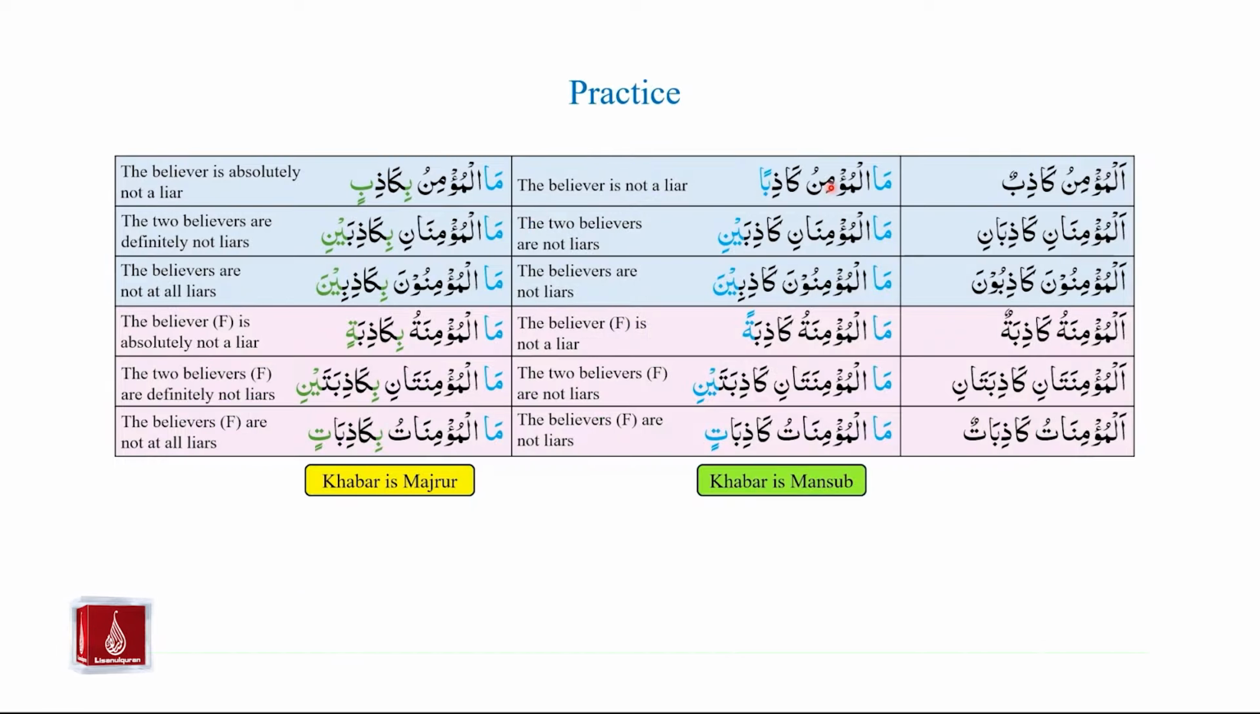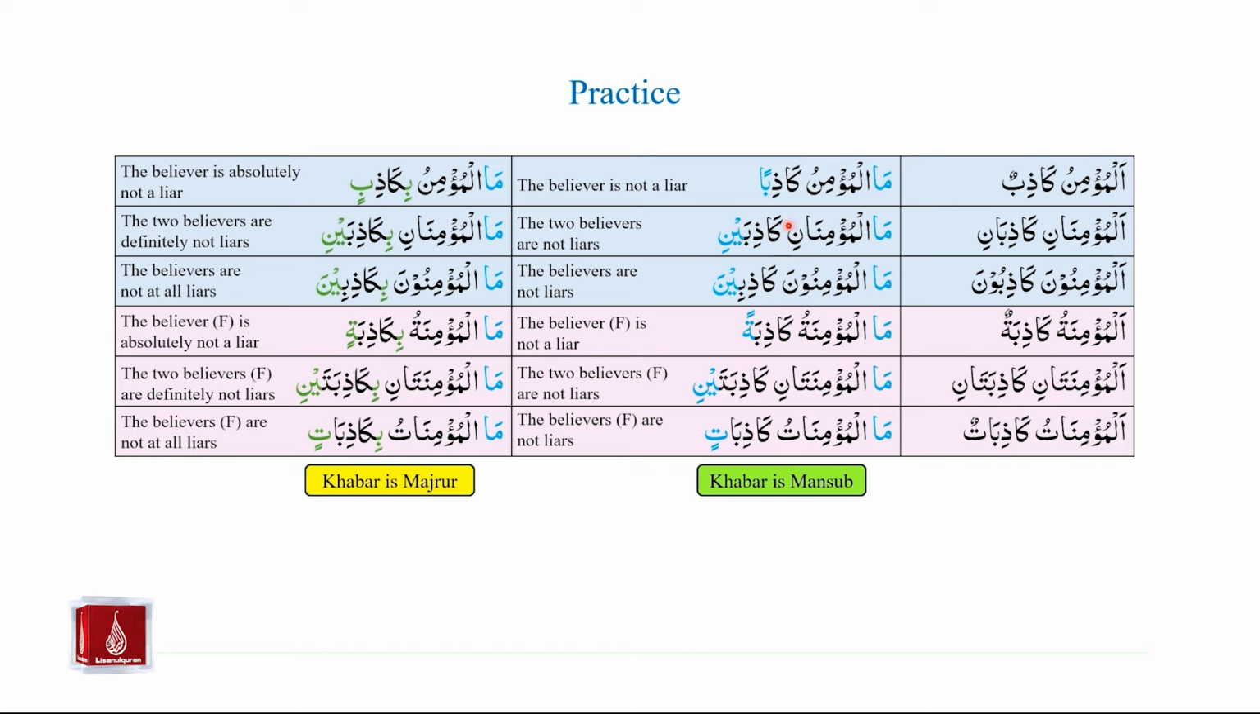Al-mu'minu kazibun. Mal mu'minu kaziban. The believer is not a liar. If we want to add emphasis to mal mu'minu kaziban, we will add ba harf jar to the khabar and we will have mal mu'minu bi kazibin.